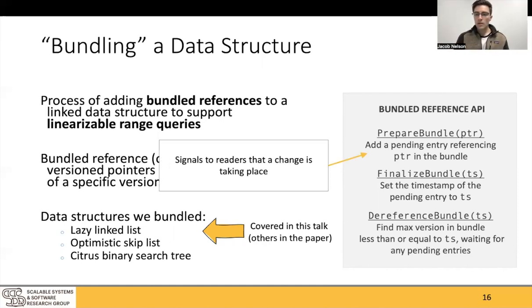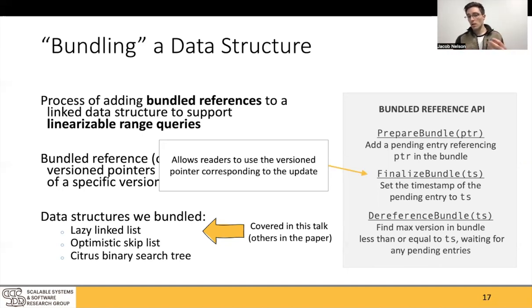So prepare bundle is going to add a pending bundle entry to our bundle that references the value pointer. This allows us to signal to any readers that may observe it that an ongoing change is taking place, and they will wait until this is finalized. Finalizing a bundle means applying the timestamp corresponding to the update to that particular pointer in the bundle. And this allows readers to actually use the version pointer corresponding to the update in its traversal.